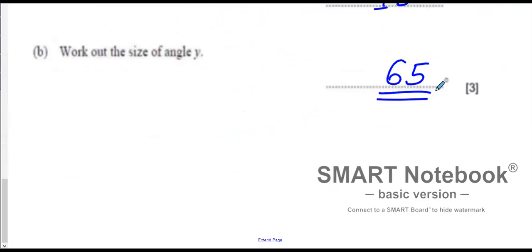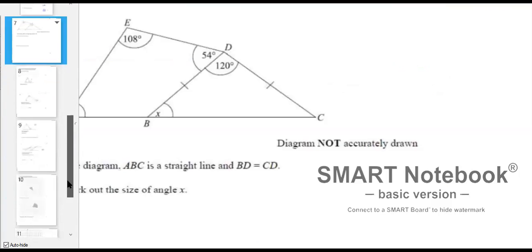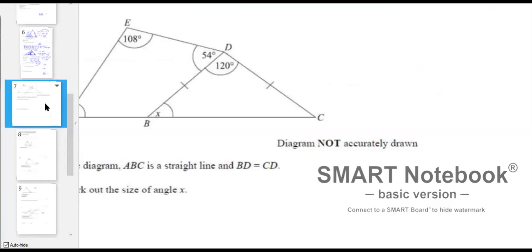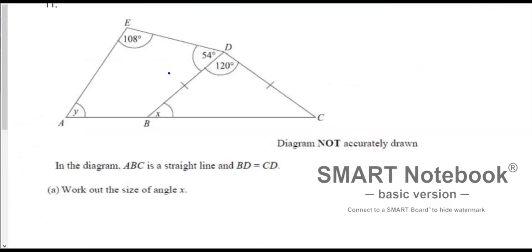I hope that helps. So let us proceed. All right, let me finish all the questions of angles. All right, so here we go.